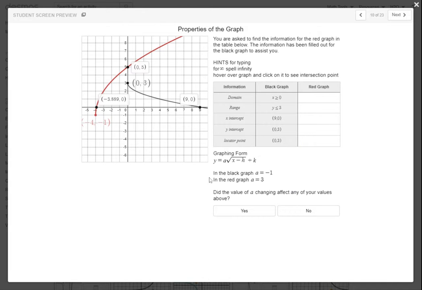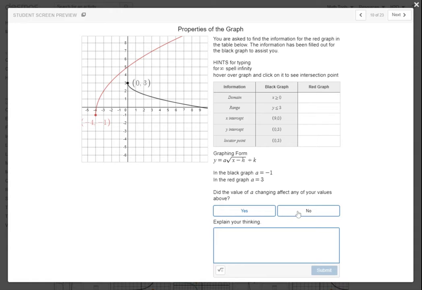Then there is one question. Notice that my black graph has a negative A value and my red graph has a positive A value, and I've given you those values. Does changing the value affect your answers here? If you believe the answer is yes, click yes. If you believe your answer is no, click no, and please give me an explanation. Once you are done, go ahead and hit the submit button and move on to the next slide.